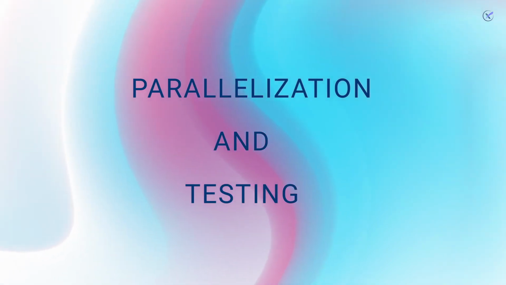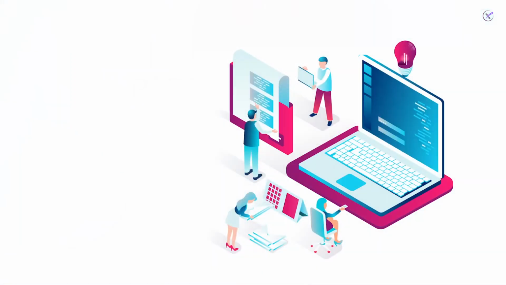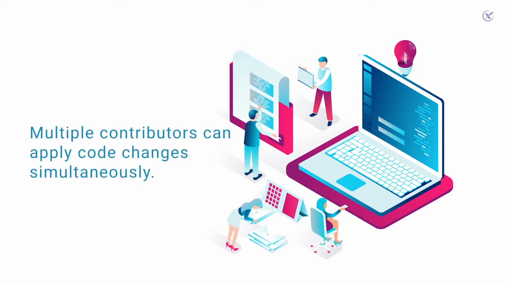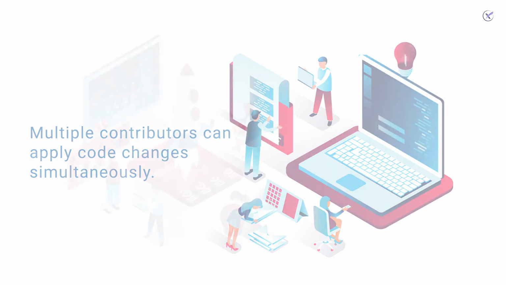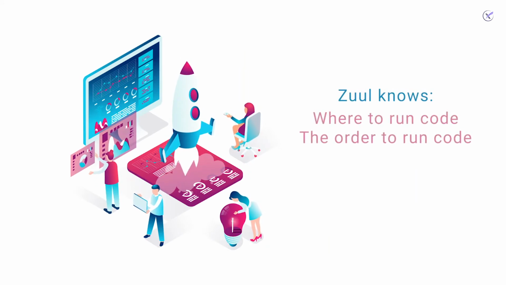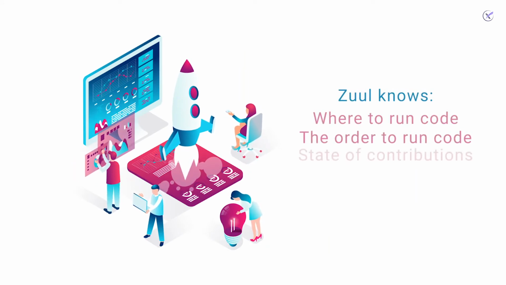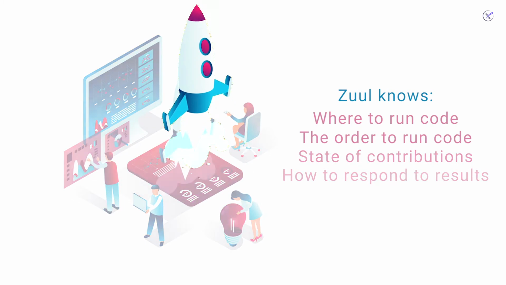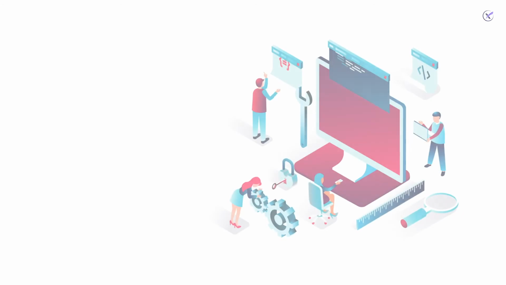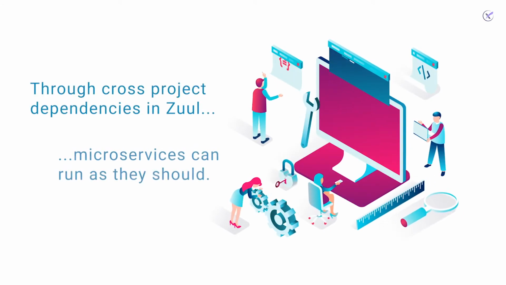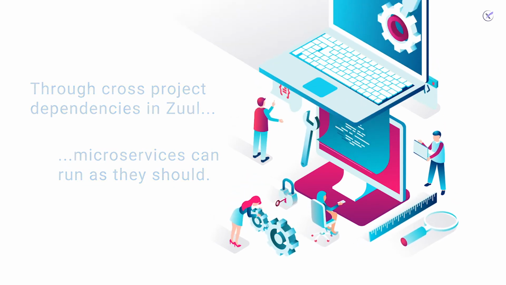Parallelization and testing. Zuul is also programmed to understand parallelization. Therefore, multiple contributors can apply code changes simultaneously. Not only does it know where and in what order it should run code, but it also knows in what state contributions should run in and in what way results should be responded to. As you can see, with the help of cross-project dependencies in Zuul, microservices can run exactly as they should.